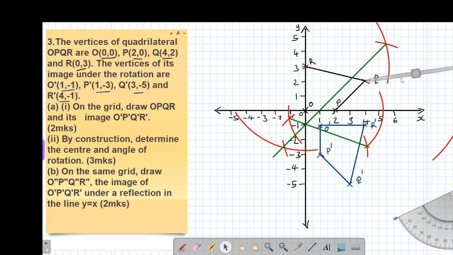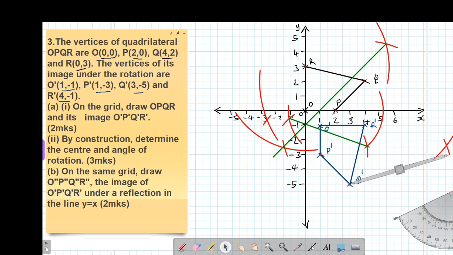Then with the same radius, I also make an arc on the opposite side. So let me make another arc on this other opposite side. Then from that point, you transfer your compass to point Q prime, the way I'm doing it. Then you also make another arc to meet the arc that you've just made. So I'll make an arc this way to meet that. Then I also make another arc to meet it on the other side.